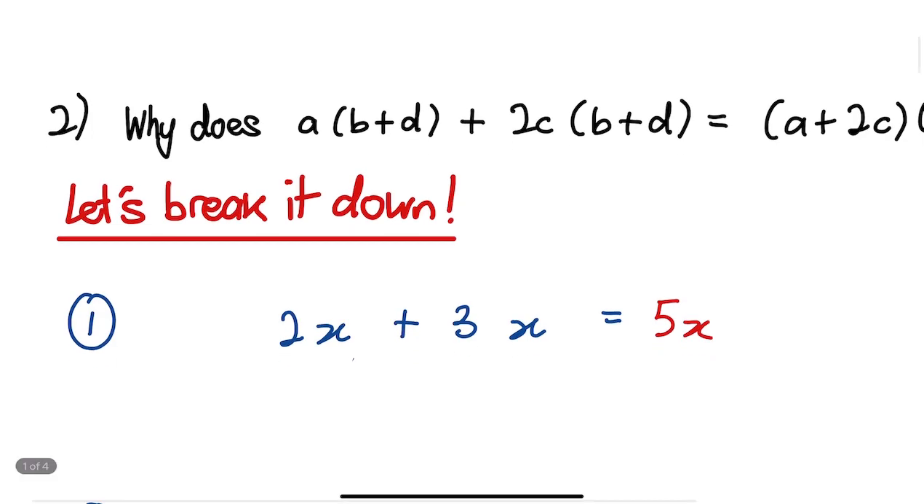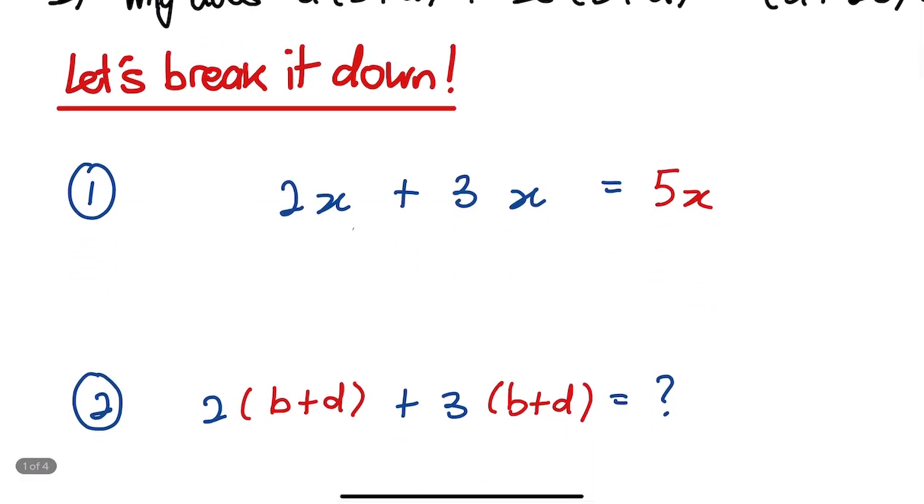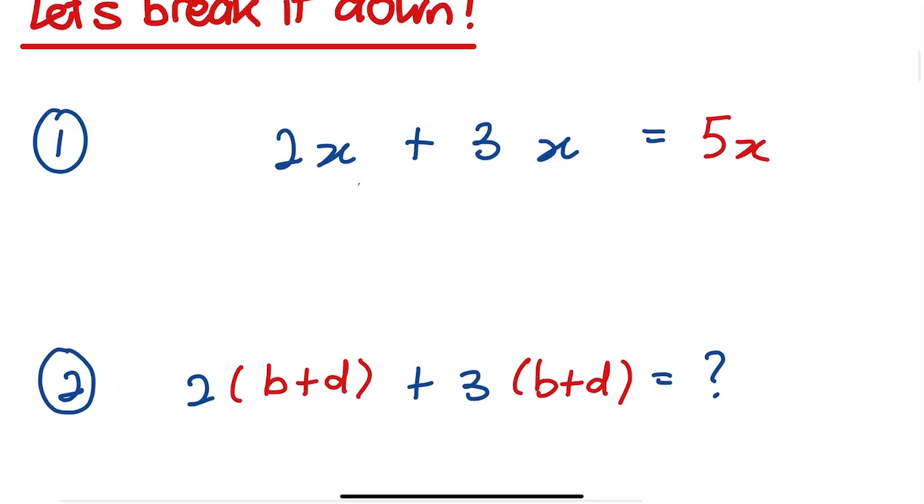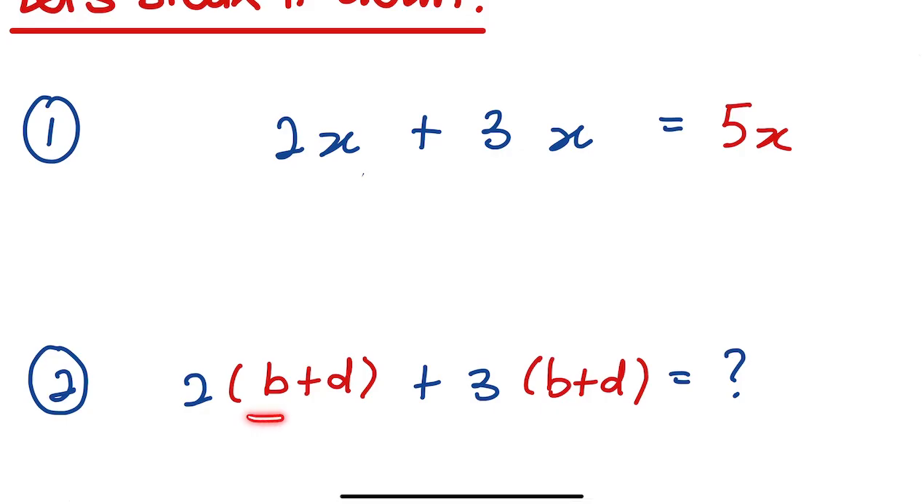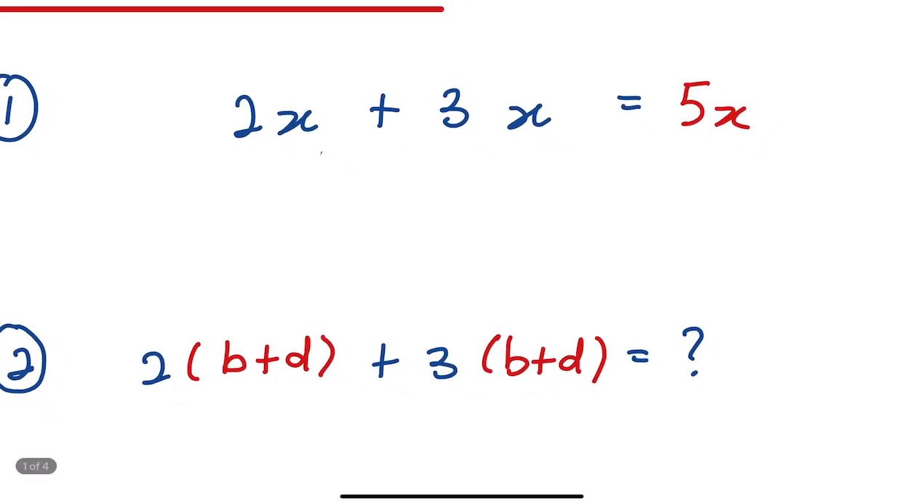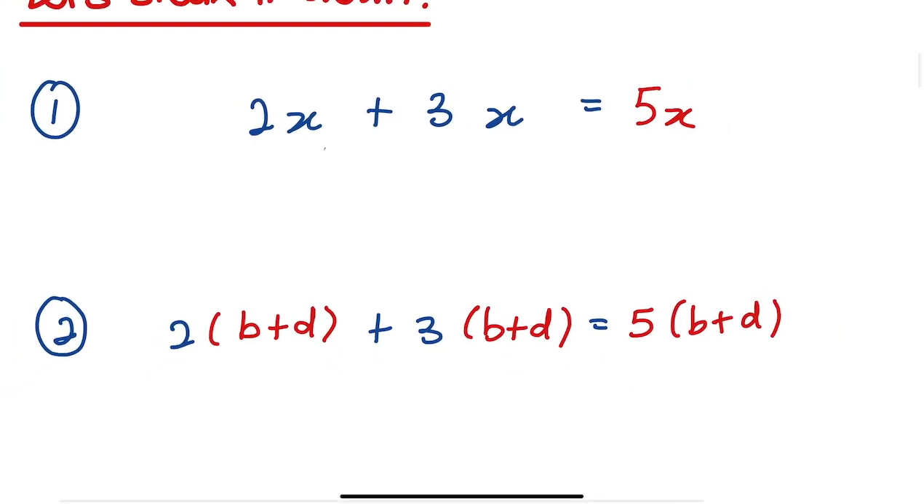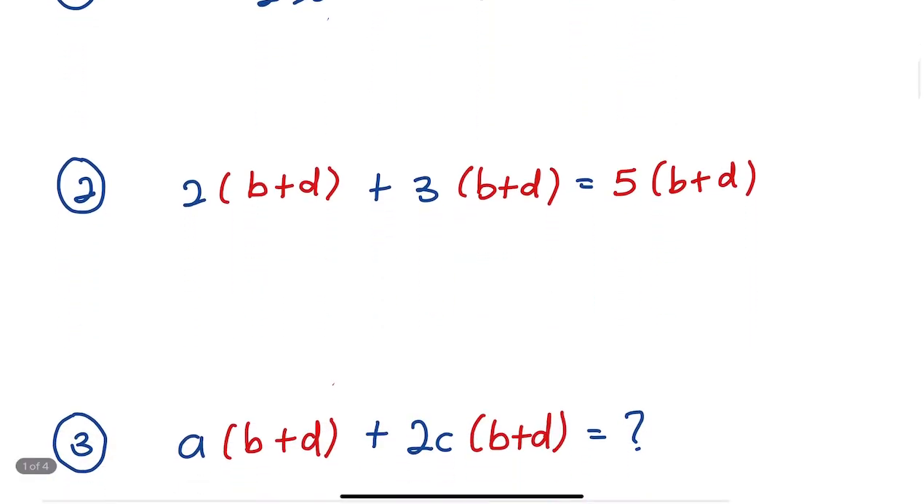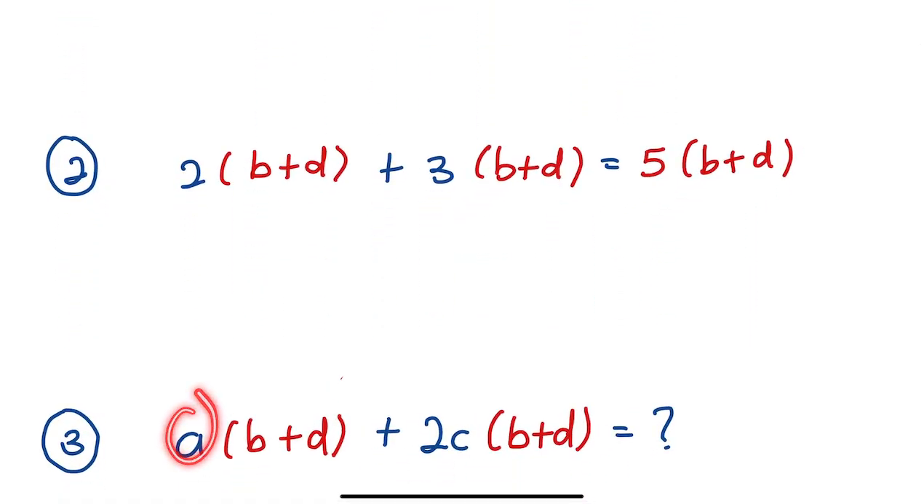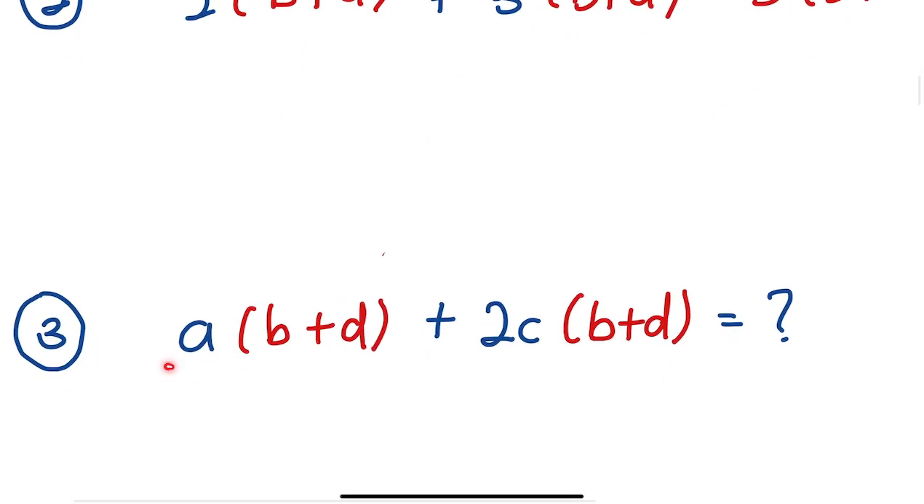But now let's level up a bit. If I change this x into b plus d, what would the answer now be? If I have two groups of b plus d plus 3 groups of b plus d, in total, how many groups of b plus d do I have? I hope you can see that it's similar to 5x. I will have 5 groups of b plus d. And now I level up one level higher. Instead of 2, I turn my 2 into A and this 3 into 2C. So this means that I have A groups of B plus D plus 2C groups of B plus D.